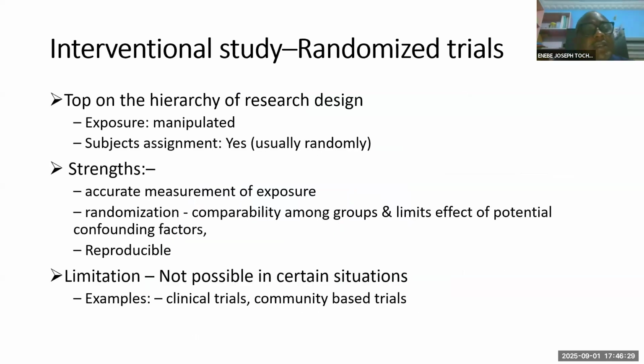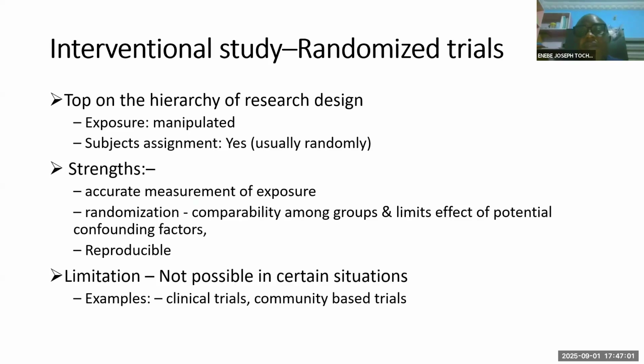So now the last is the interventional studies. That's randomized control trials as an example. Now this is top on the hierarchy of research design. As a matter of fact, if you prepare for your part 2 exams and you go with a randomized control trial, most of the time you find out that that proposal will be accepted if it has a very good methodology. Now here, there must be what? An exposure or an intervention that is manipulated on the subjects of assignment. And then you now get your outcome.